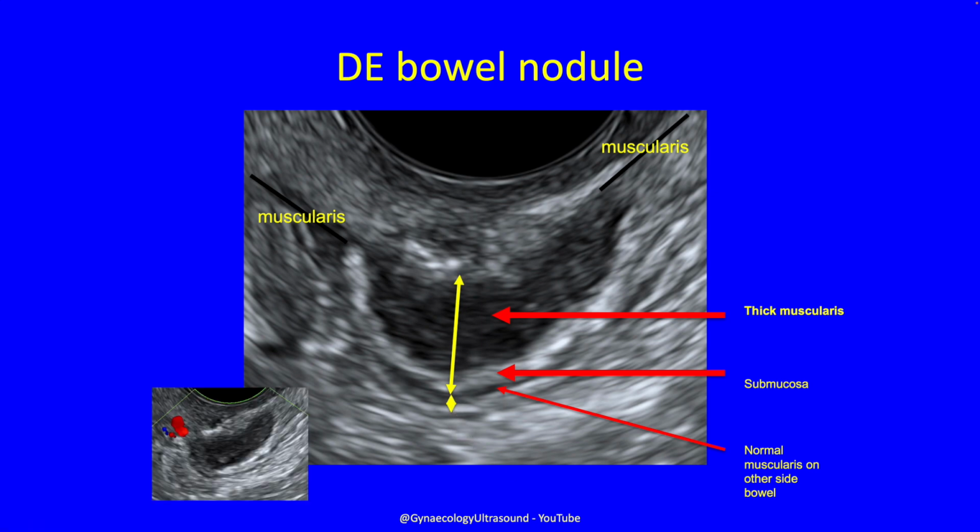Always put colour Doppler on. If this is endometriosis, then it will not have much or any colour. If this is a malignancy, it will. So it's usually pretty obvious the difference. Also, you never get endometriosis in the posterior wall. If it's in the posterior wall, it's not endometriosis.